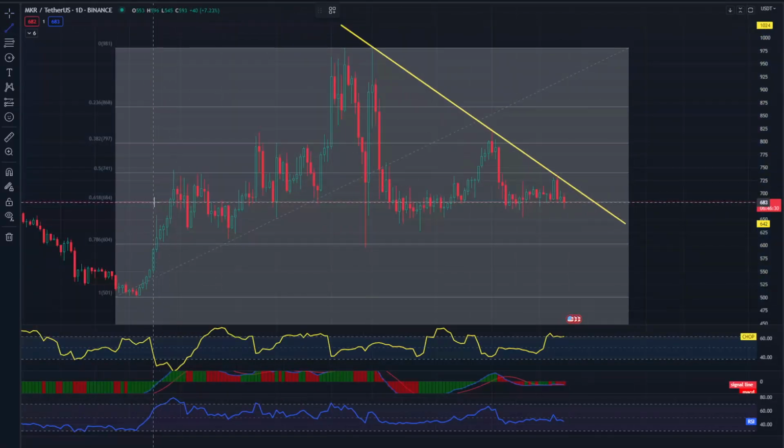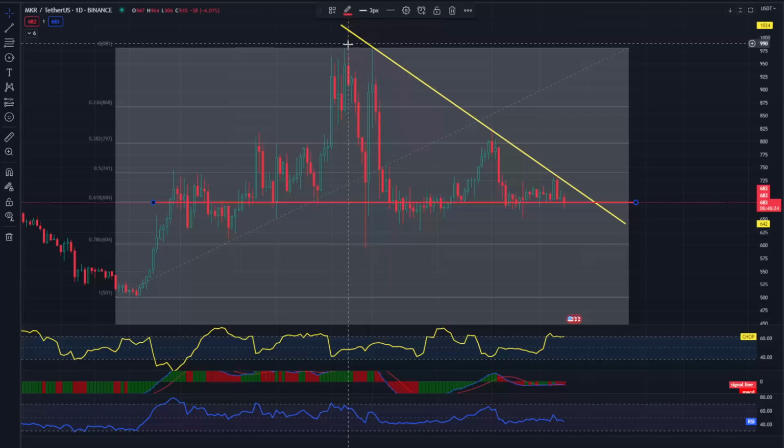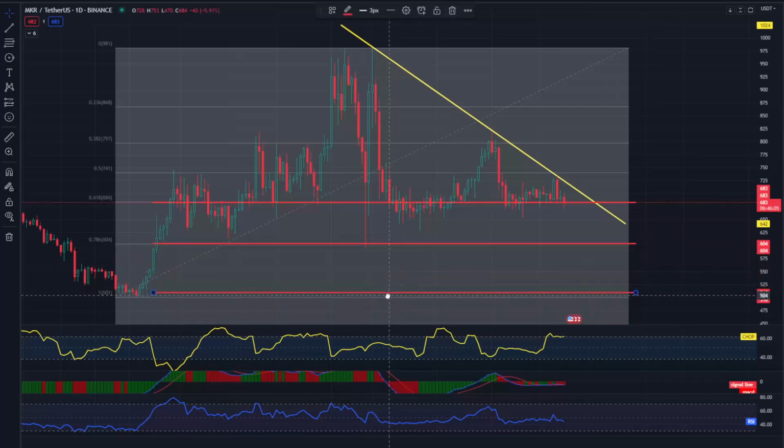Let's start by marking the support spots for the price, and we see that the first support that the price is currently based on is $683 and is located at the golden fib point of 0.618. However, if the price goes lower, we have the next support at $604, then the third support at the last low of $500.